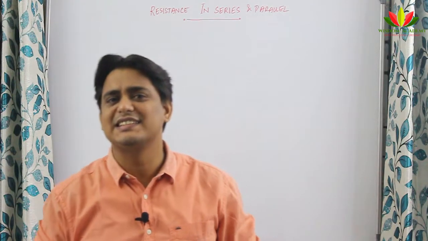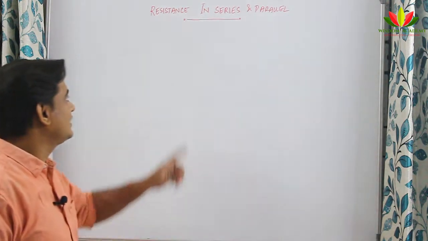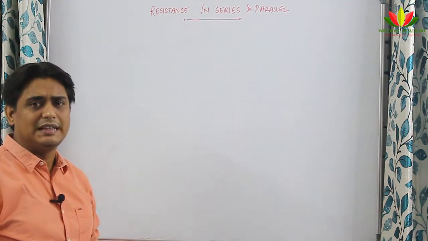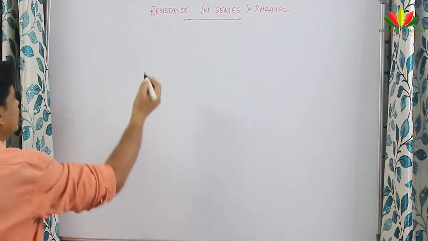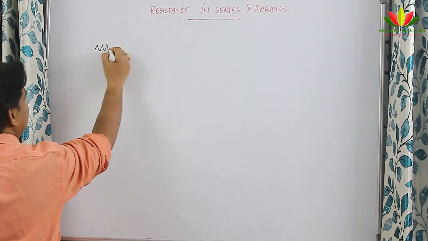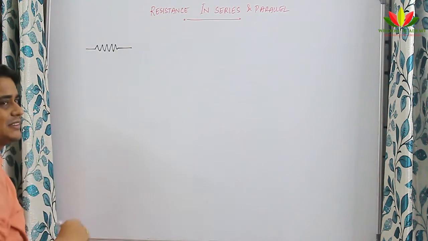Let us see resistance in series and parallel. Resistance, we have understood, is something which resists the flow of current. Now how do we represent resistance? It is like this. This is the way we represent resistance.